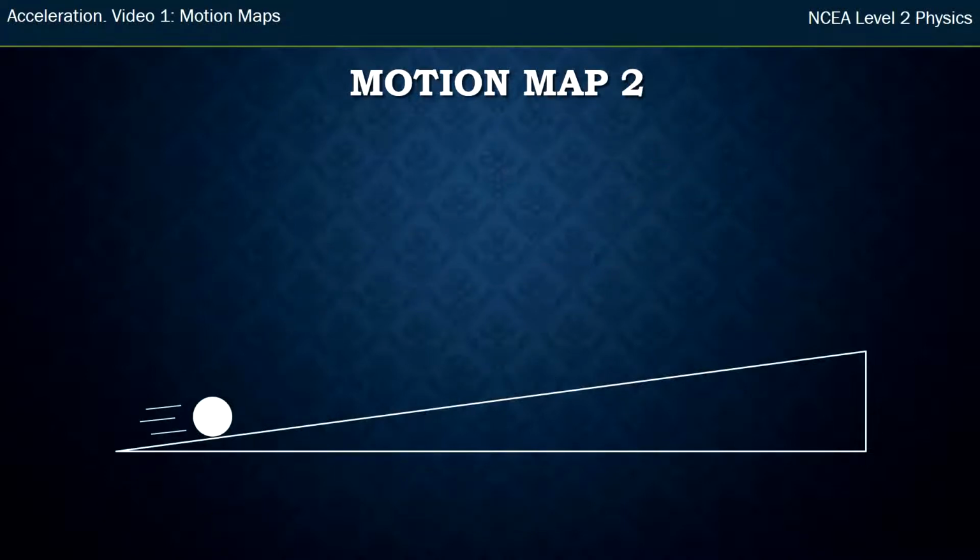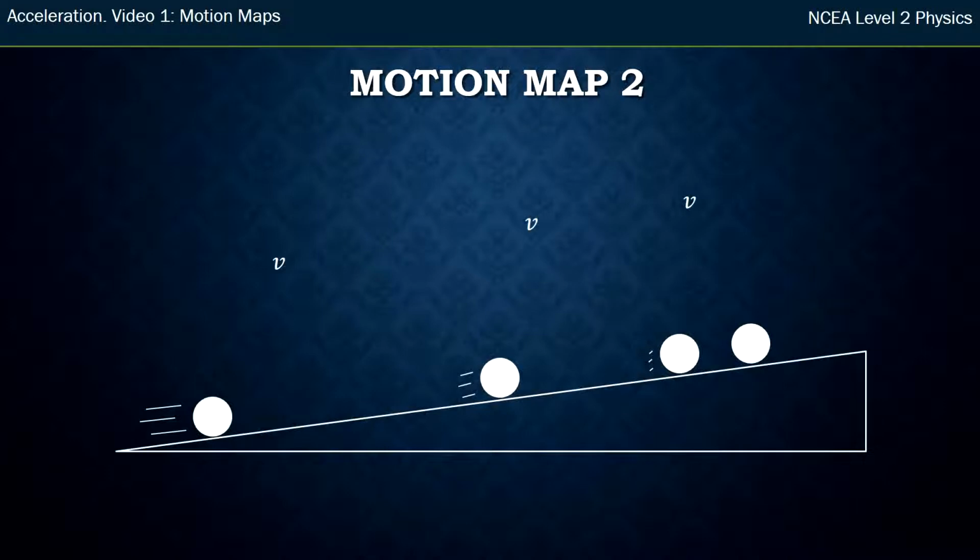Right, now we're looking at motion map 2. A ball has been pushed and it rolls up a ramp and just slows down as it gets up the ramp. So rolling, rolling, rolling. Again, you can see the distances between the ball are different. In this case, the distances between the ball get smaller and smaller because the ball's slowing down.